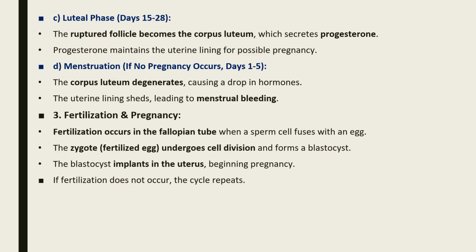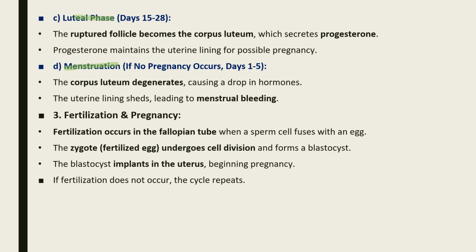Luteal phase, phase number 3. Phase number 4, menstruation if no pregnancy occurs. So the ruptured follicle becomes the corpus luteum, which secretes progesterone. While in menstruation, if no pregnancy occurs, usually days 1 to 5, the corpus luteum degenerates, causing a drop in hormones. The uterine lining sheds, leading to menstrual bleeding.